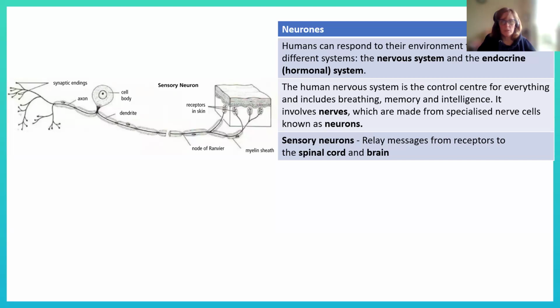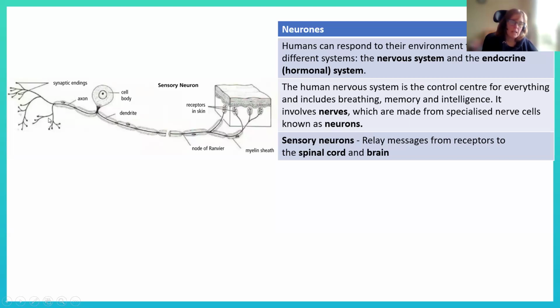As we said, we're controlling how we respond to our environment through the nervous system here. And we've got these sensory neurons which relay messages from receptors to the spinal cord and the brain. They're slightly different in structure to the generalized neurons that we had a look at earlier. This is the one that would have picked up the hot signal in our fingers. Look, there are receptors in the skin. You can see it's got receptors on its end. And the signal will go down from the receptor to the axon of the nerve.